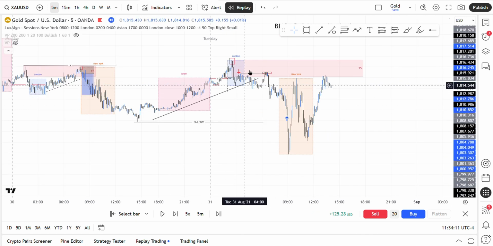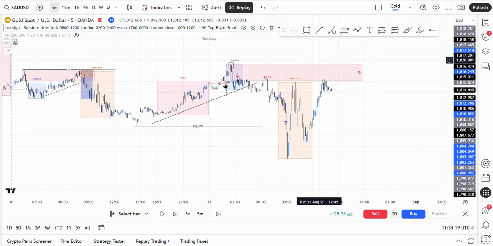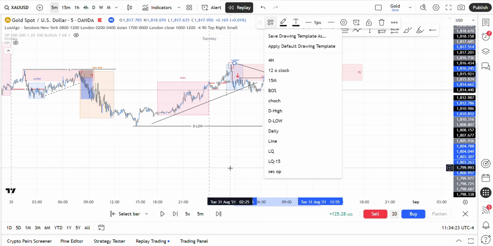The purpose of this supply zone was to take out this low. After we took out this low, this became a liquidity. See, we have a trend line here. This could be taken out also.